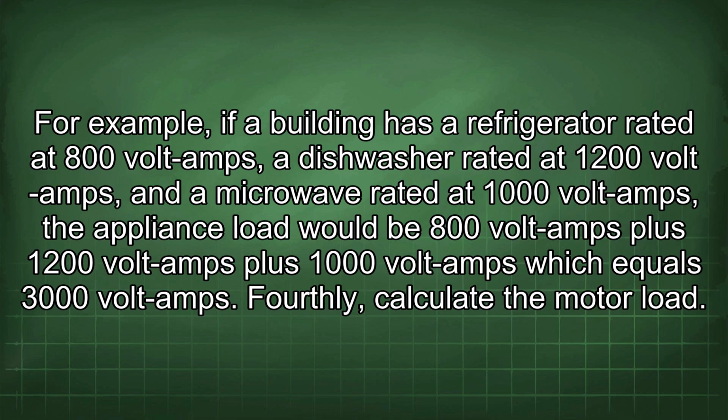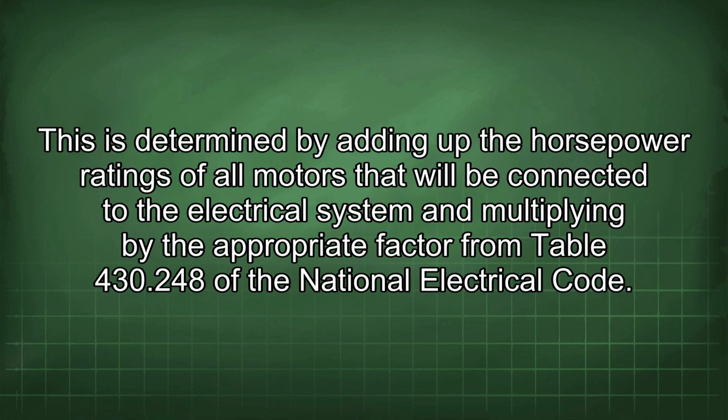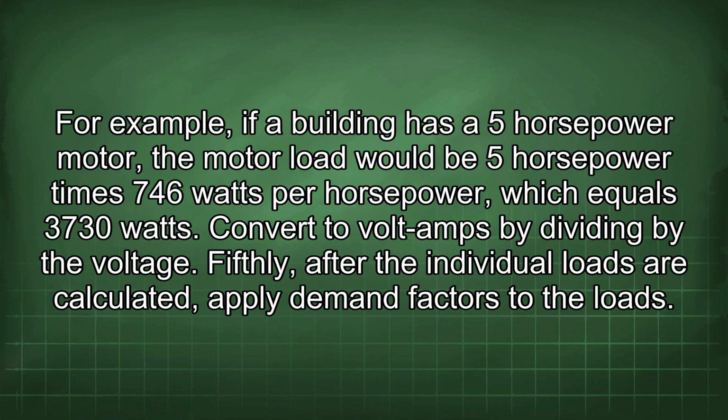Fourthly, calculate the motor load. This is determined by adding up the horsepower ratings of all motors that will be connected to the electrical system and multiplying by the appropriate factor from Table 430.248 of the National Electrical Code. For example, if a building has a 5 horsepower motor, the motor load would be 5 horsepower times 746 watts per horsepower, which equals 3,730 watts. Convert to volt amps by dividing by the voltage.